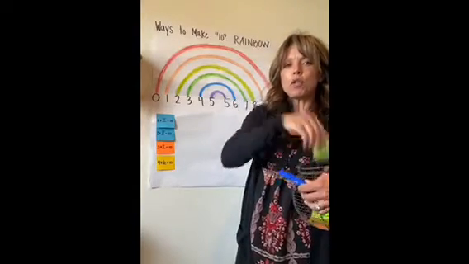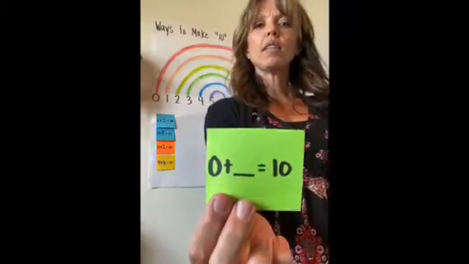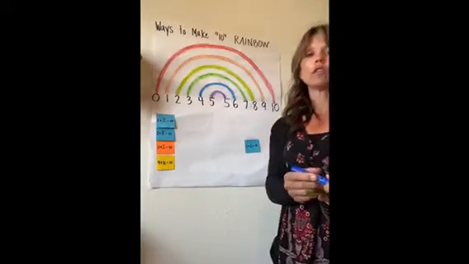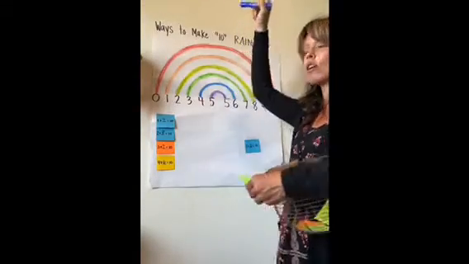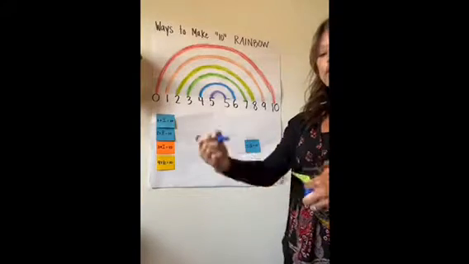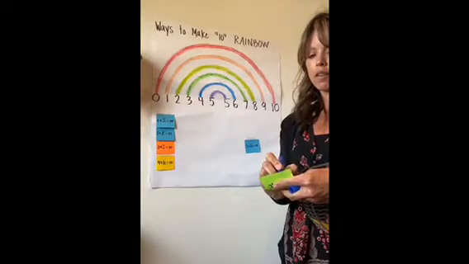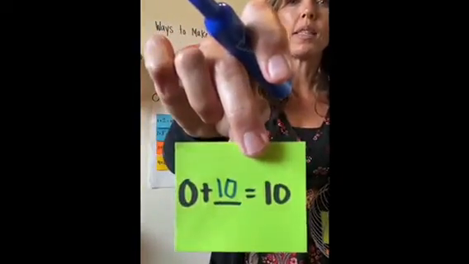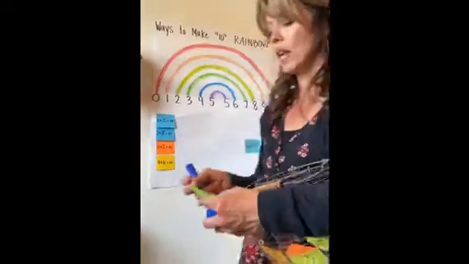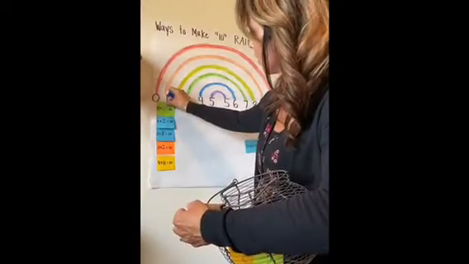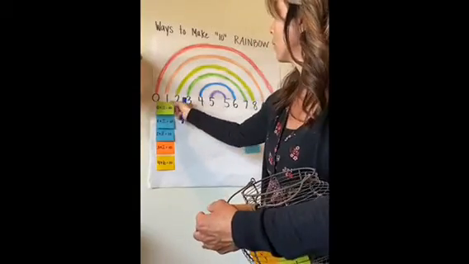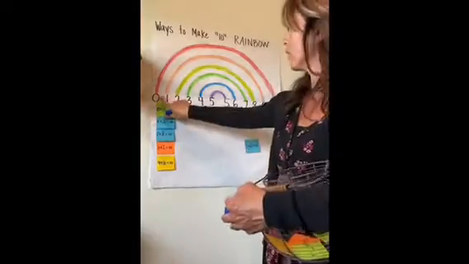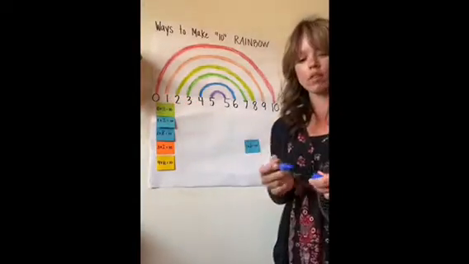Get your finger ready. Remember, you're going to find the first number. 0 plus blank equals 10. Go find your 0. Trace your number or your rainbow all the way over to the next number. And what did we find? Say it out loud. 0 plus 10 equals 10. Very good work.